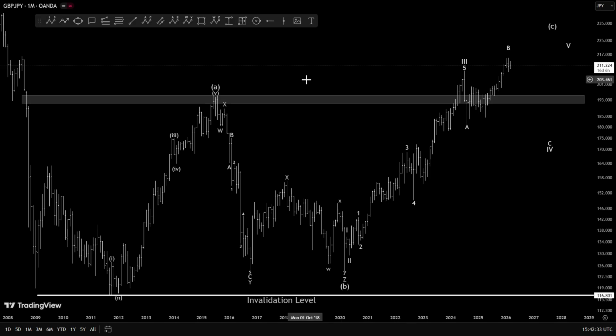Okay, so what we have here is what is called a triple three for the flat corrective structure of B. We have A, W, X, Y, X, and we're expecting Z, which means what we're expecting now is Z before we finish this cycle, then we start going all the way down.